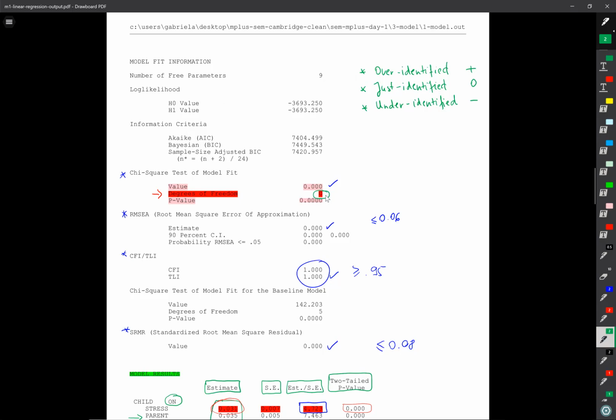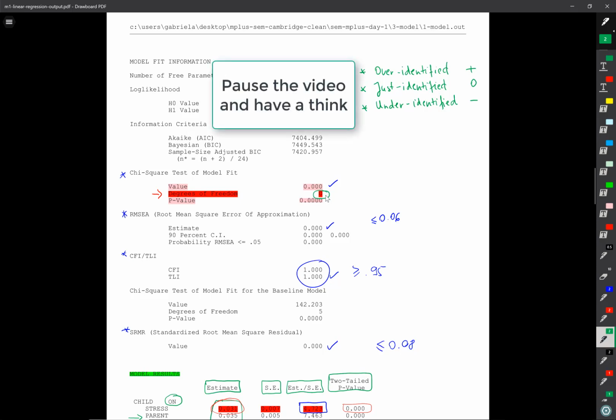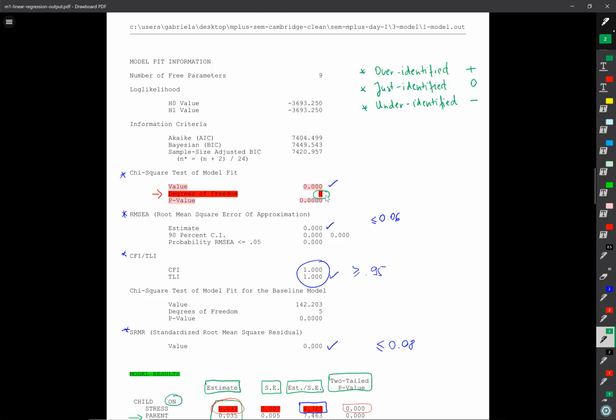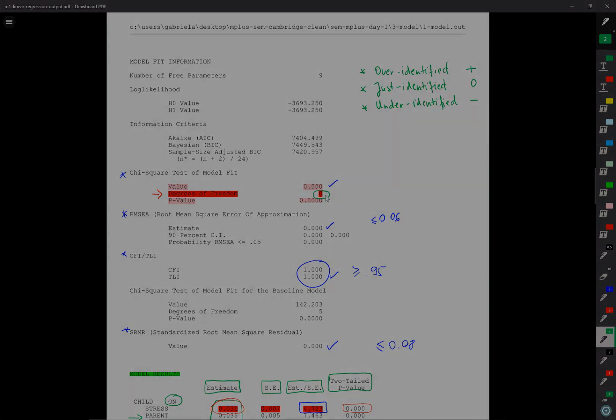Do you have any suggestions in mind? Have a little think. Right, so we need to get 1 degree of freedom at least, which means we need to see if we can ask MPlus for fewer things.